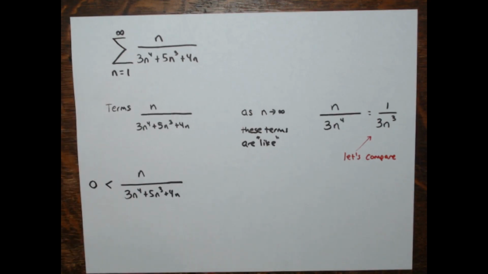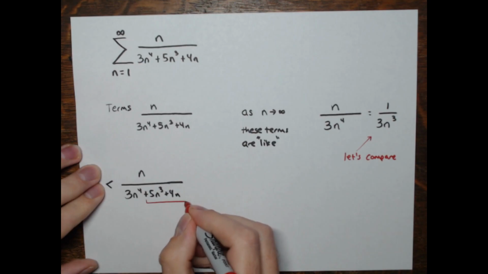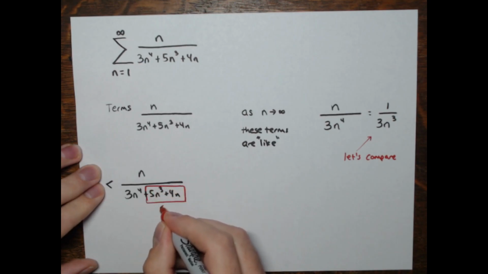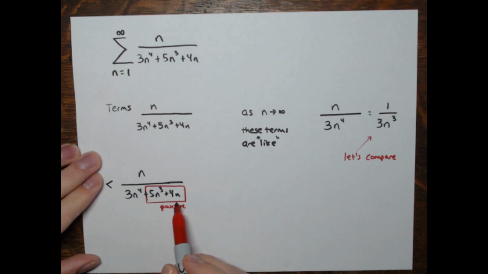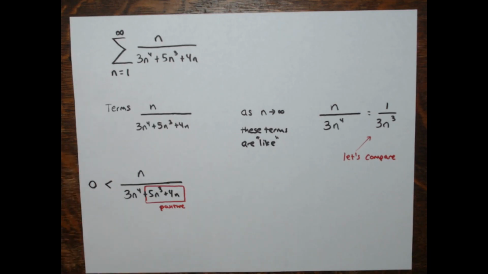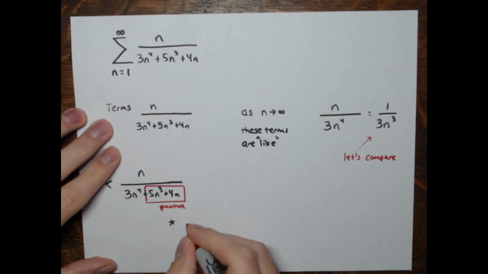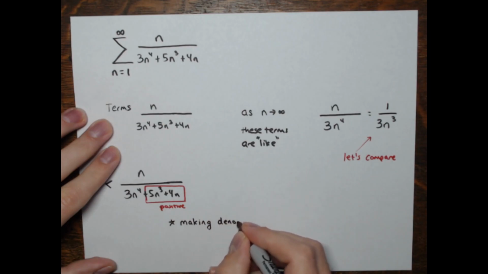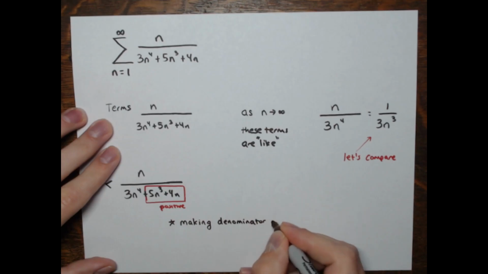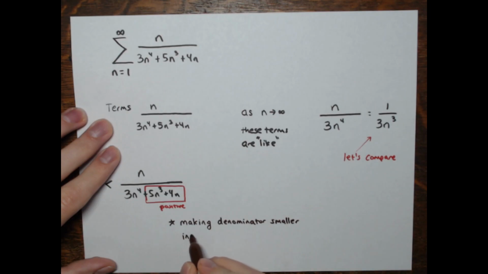And if I took away these values here, well, these are positive. These are also positive values. If I were to take these away, you make the denominator smaller. And one little note for you, making a denominator smaller makes a number bigger. Right? Making denominators smaller increases the value.